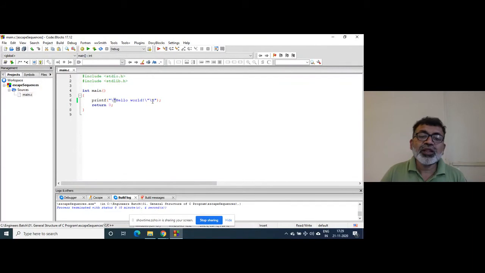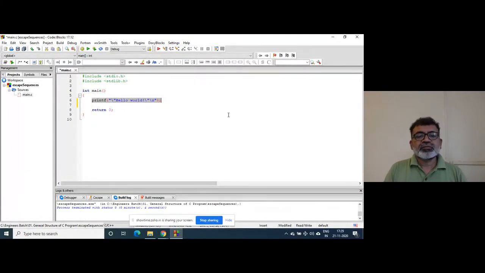Here the normal meaning of n was n, but backslash n tells it to go to the next line. Here the normal meaning of the double quote for the C language is a string. Once you tell it to escape from the normal meaning, it will print the double quote as it is. Same here, it will print the double quote as it is, right?